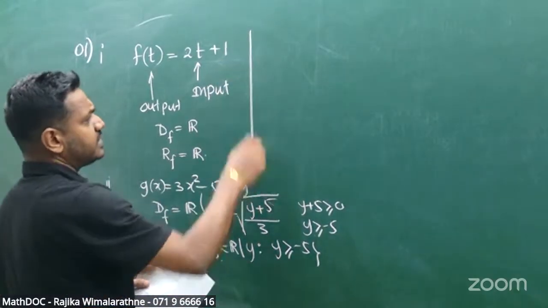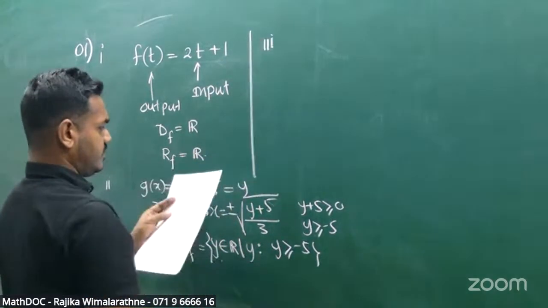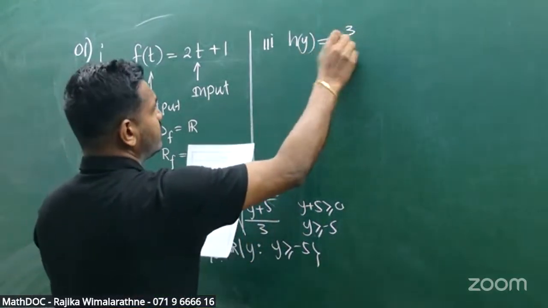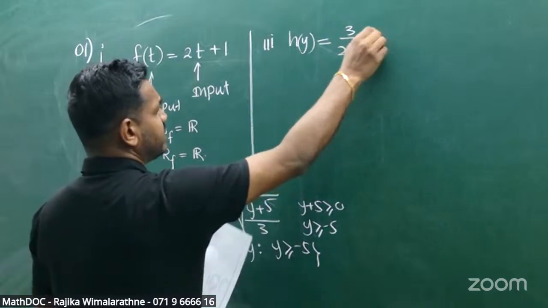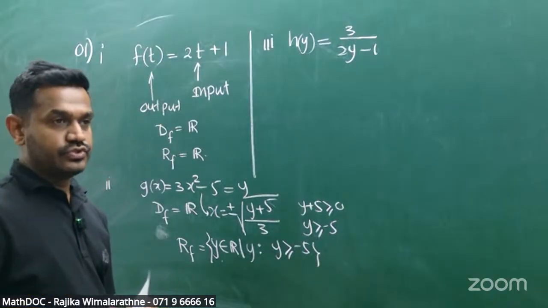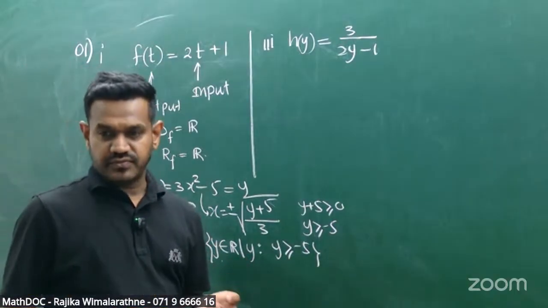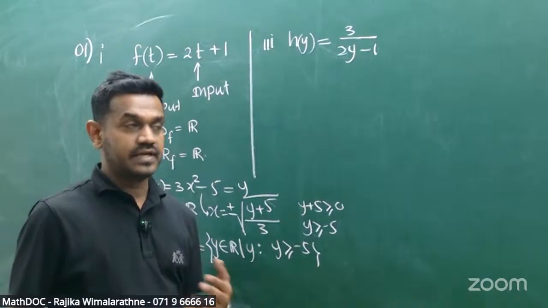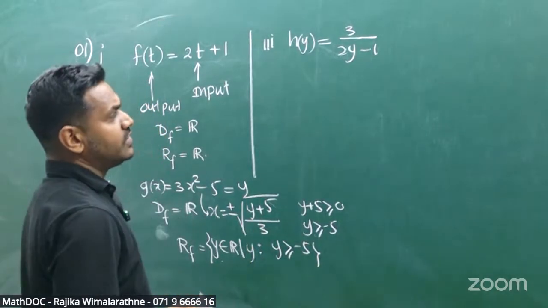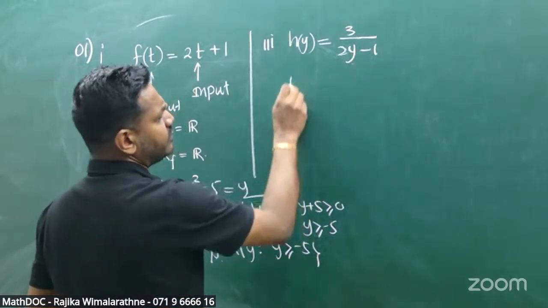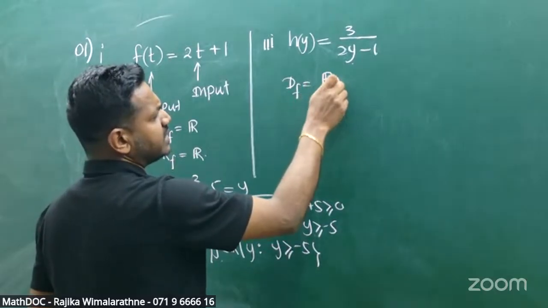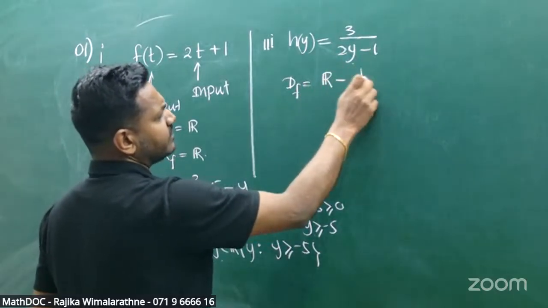Then the third one, here h(y) equals 3 over (2y minus 1). Here this is the input variable now. So the variable can be different, no? Usually we write y equals f(x), where x means the independent variable and y means the dependent variable. But here it is somewhat different, no? Then you take y as the input value. Therefore, for the domain, we have a rational type, no? Then from the real set, you subtract the value where the denominator is 0.